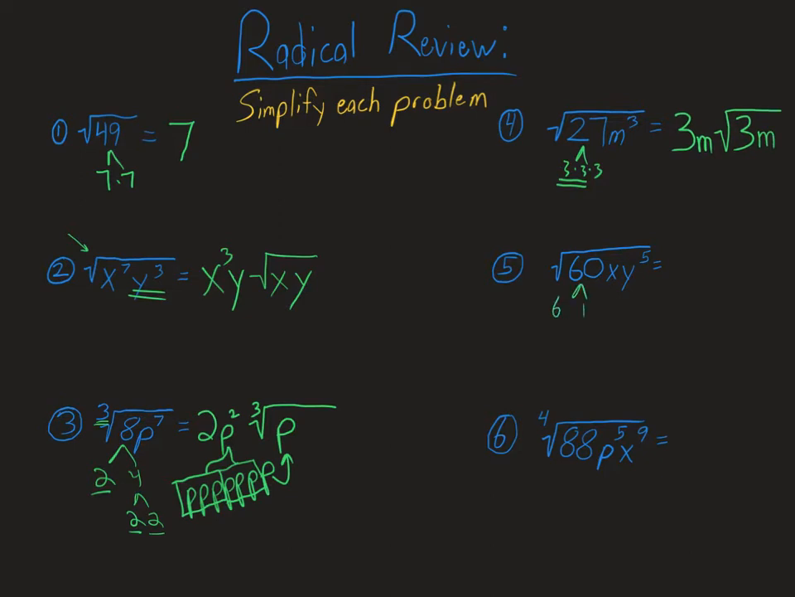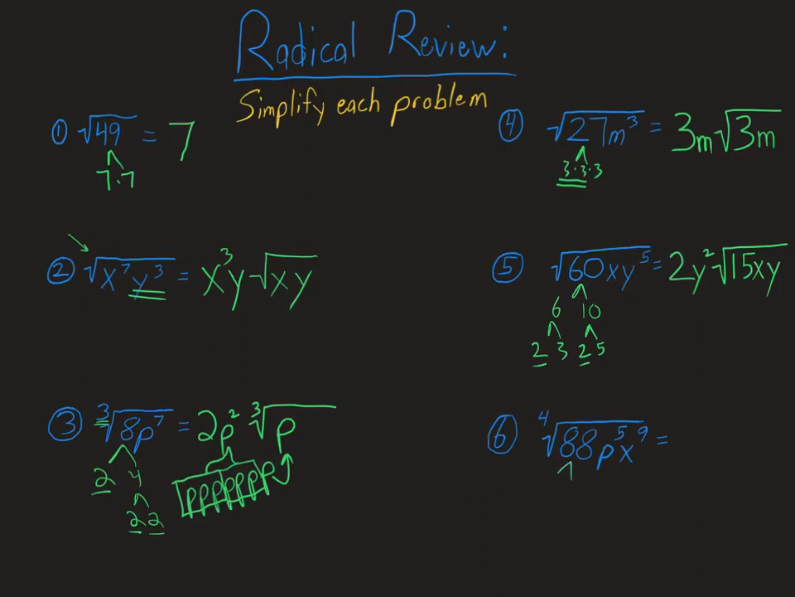60, let's see, 6 and 10. 6 is 2 and 3, 10 is 2 and 5. Okay, I have a pair of 2's I can take out of that 60, so they come out front. And then the 3 and the 5 are left over, which multiply back together to make a 15. x, I can't take the x out, there's only 1 of them. And y to the 5th, I can take 2 groups of 2. So there's the 2 groups of 2 after I take their square root. And then there's 1 of that 5 left over. After I take away 2 groups of 2 making 4, there's 1 of the 5 left over.